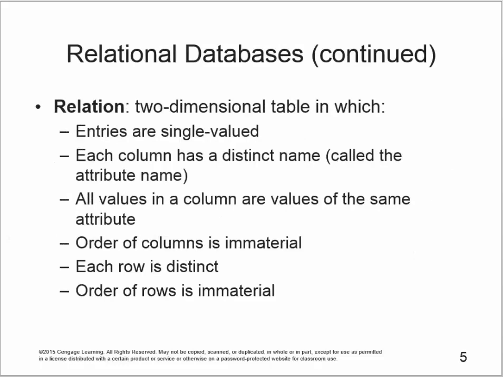A relation is a table where entries are single valued. Each of your columns, or your fields, is going to have a distinct name. All values in a column are going to be values of the same attribute. The order of the columns doesn't matter, but each row is distinct.